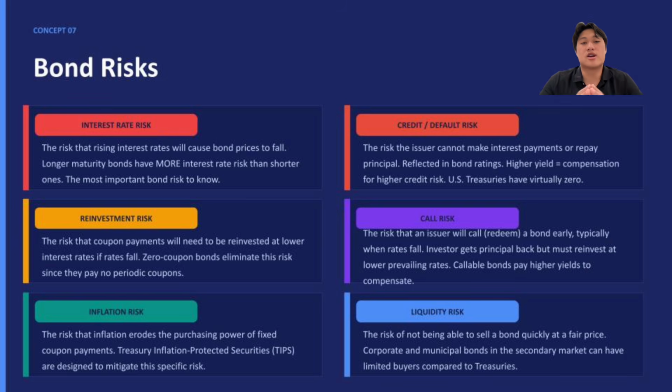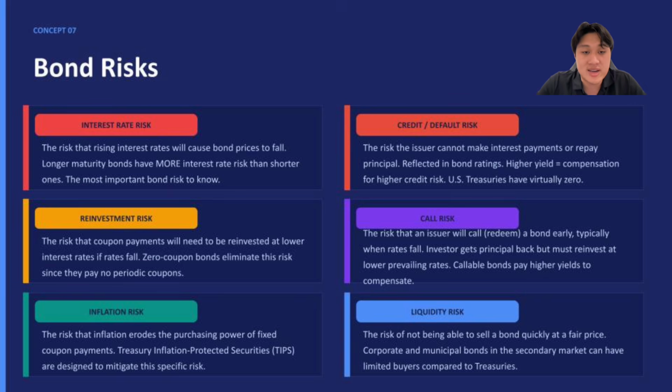Next, let's look at bond risks. There are risks to bonds, believe it or not. Yes, bonds are typically seen as the number one safest investment of all time, but that doesn't mean that they are absolutely risk-free. First, let's look at the interest rate risk. If the interest rate rises, the price of the bond will begin to fall. Longer maturity bonds have more interest rate risk than shorter ones do. This is the most important bond risk that you need to know for the SIE exam.